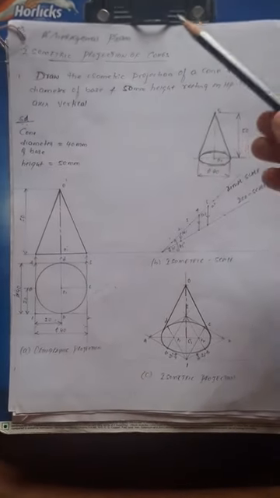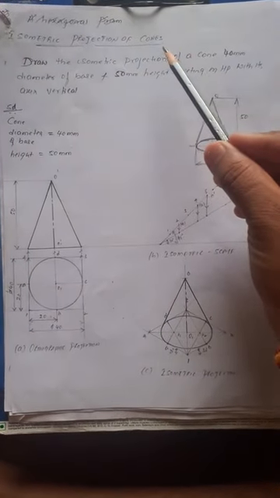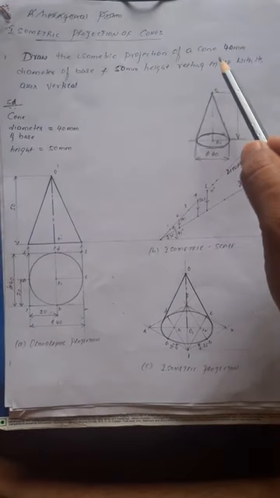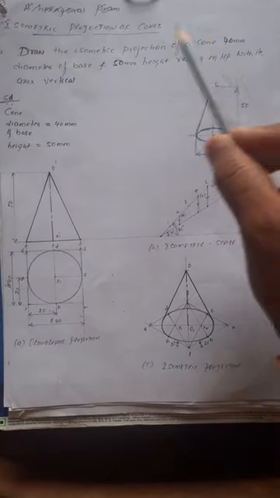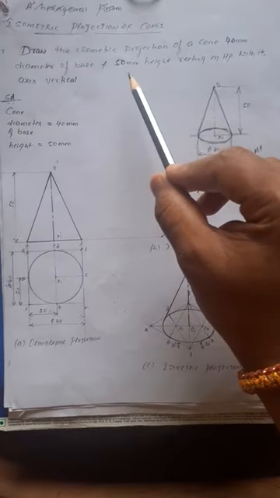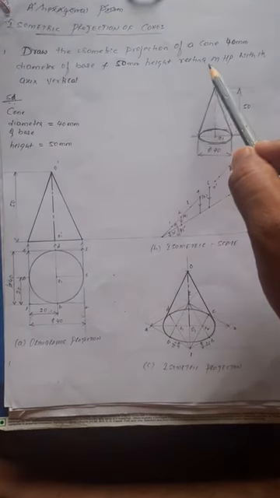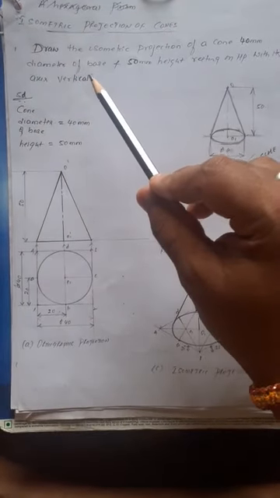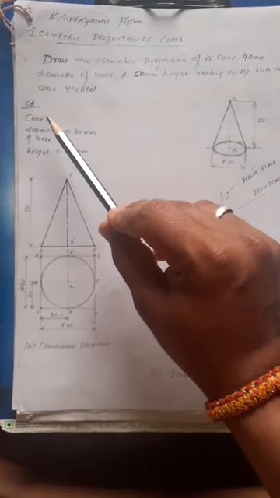Next one, you go for isometric projection of cones. Draw an isometric projection of a cone 40 mm diameter of base, 50 mm height, resting on HP with its axis vertical. Is given. The solid is, what type of solid is it?